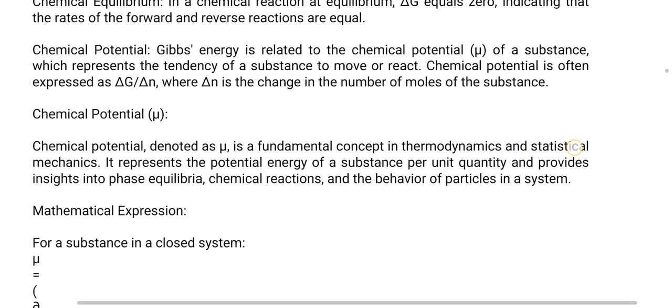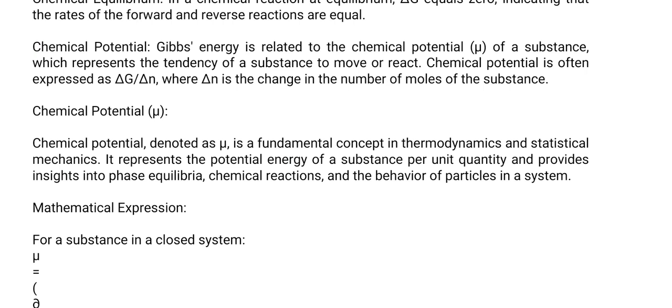Then chemical potential mu. The chemical potential denoted as mu is a fundamental concept in thermodynamics and statistical mechanics. It represents the potential energy of a substance per unit quantity and provides insights into phase equilibria, chemical reactions, and the behavior of particles in a system.